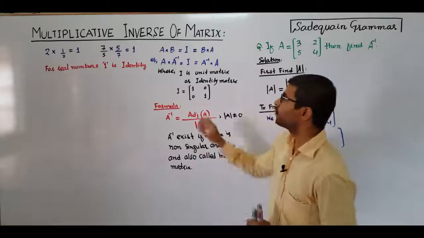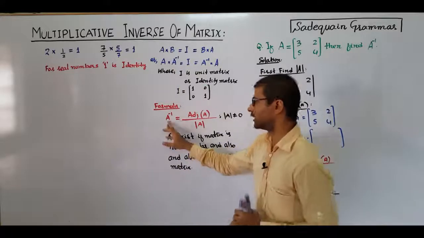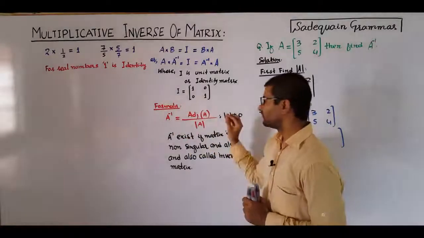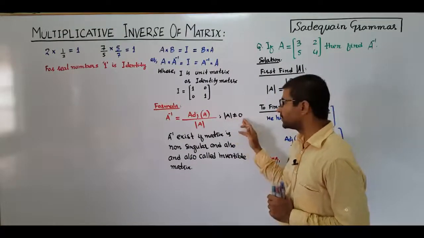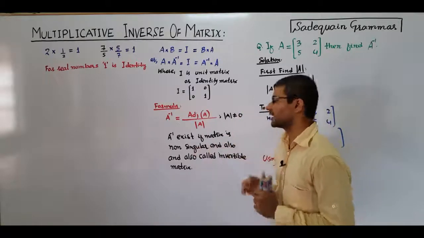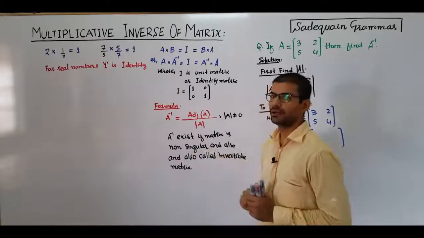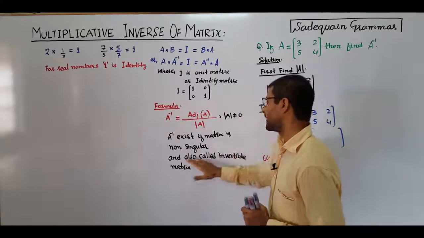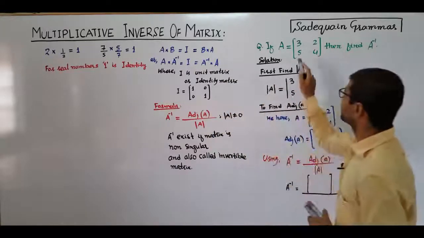But in matrices, if we have matrix A and we have to find its inverse, then for the inverse we have a formula. A inverse is equal to adjoint of A over A determinant. For this formula we have a restriction: A determinant is not equal to 0. Not equal to 0 means your matrix must be a non-singular matrix. A inverse exists if the matrix is non-singular, and it is also called an invertible matrix.